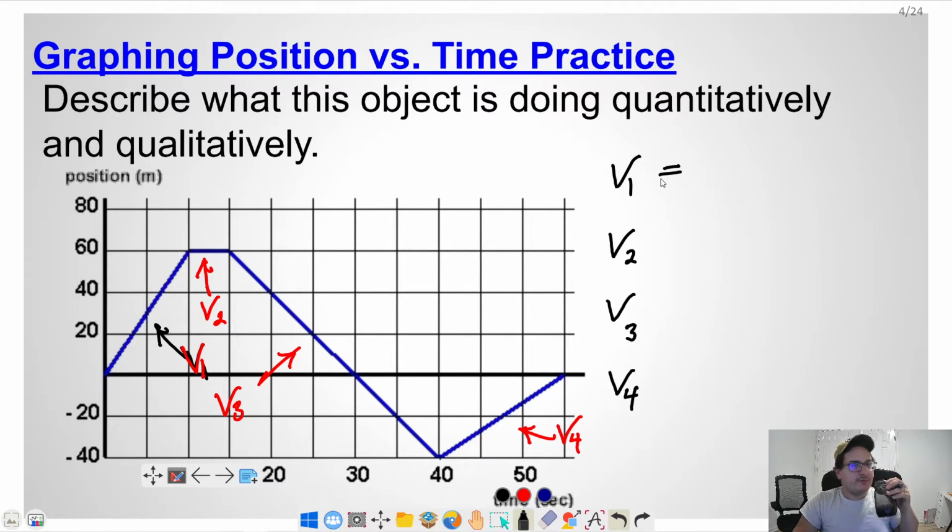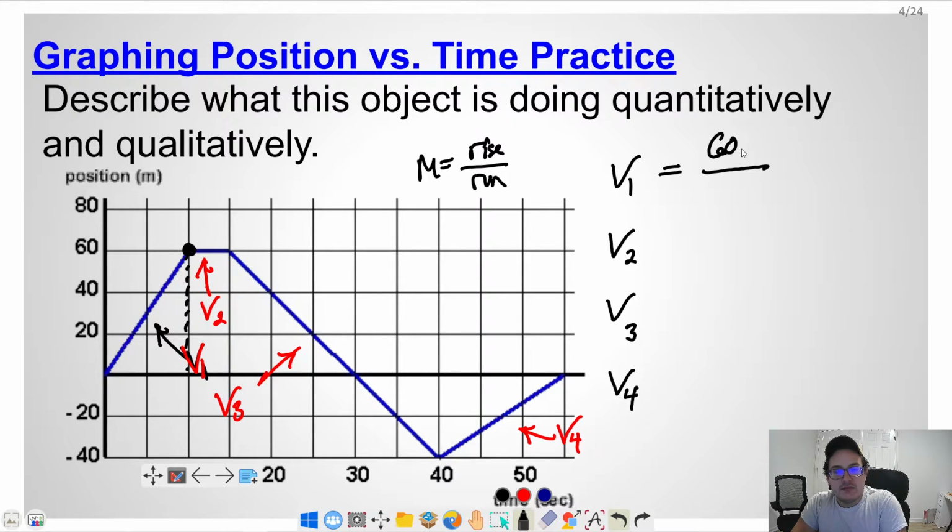Okay, hopefully you paused the video and did it on your own. I want you to try this out. What do I notice is my slope or my rise of this first velocity right here? Well, I notice that the line goes up from 0 to 60, so this is going to be 60 meters. And then we went over, what's that going to be, 10 seconds? There we go, 10 seconds. 60 divided by 10, 6 meters per second.